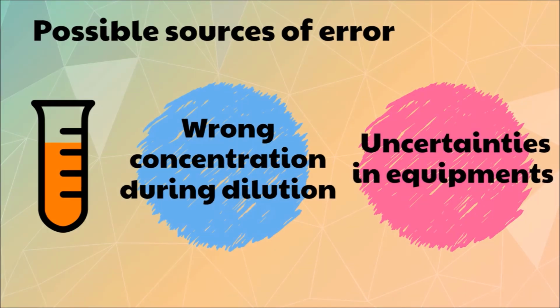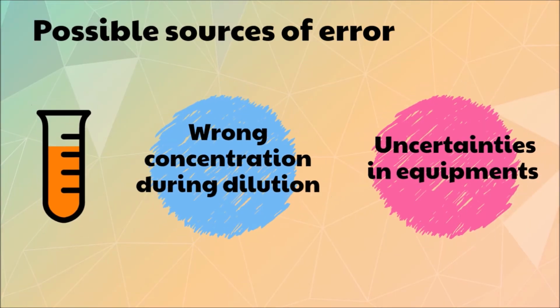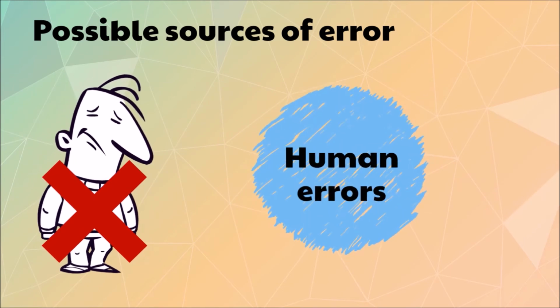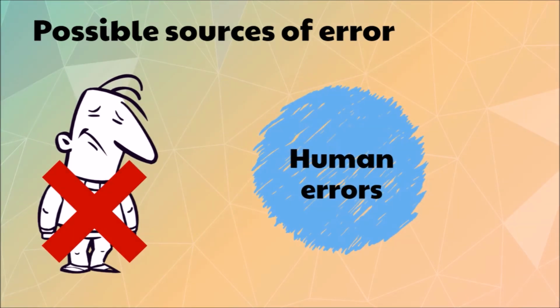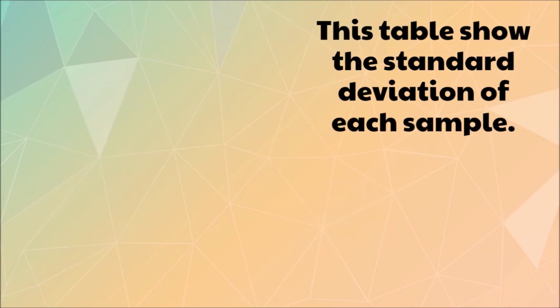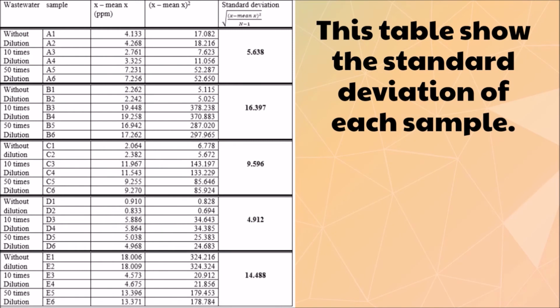For equipment in a laboratory, different manufacturers have different uncertainties, and because of this, there will be slight differences in the recordings of results. Human errors might be a large contributor to errors in any experiment, and a big example of this would be parallax error because of differences in eyesight and the inability to properly gauge the meniscus level. A low standard deviation indicates that the data points tend to be close to the mean of the set.